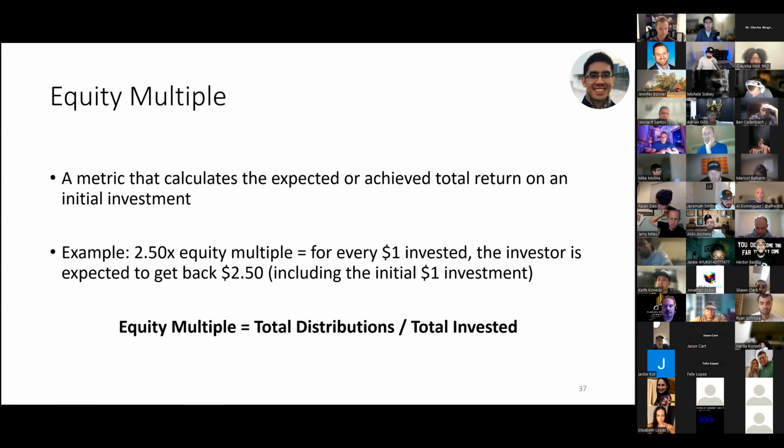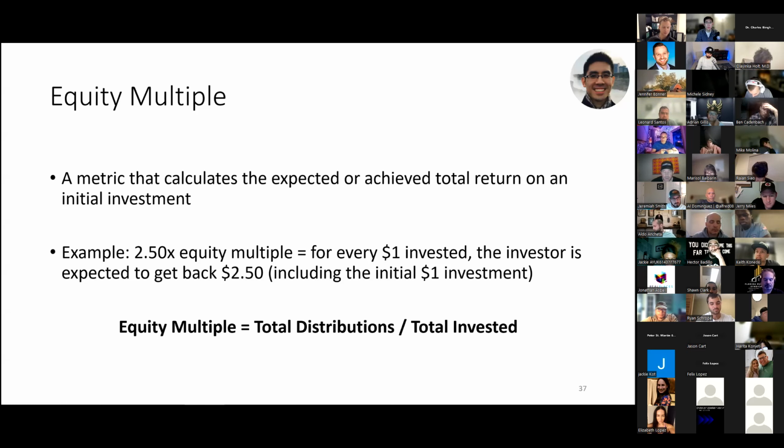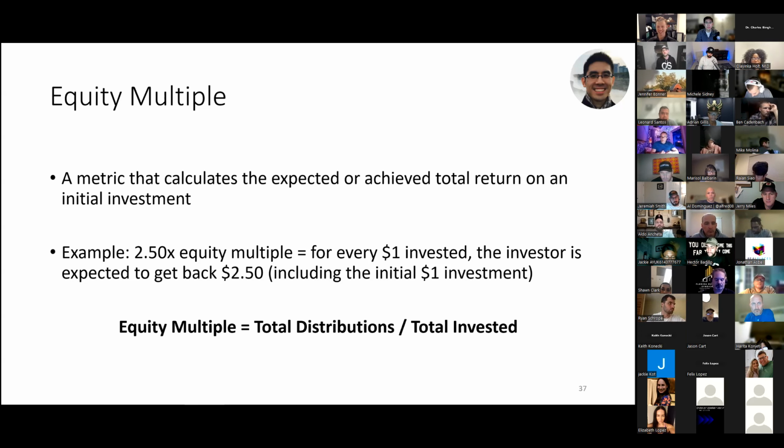So for example, a 2.5x equity multiple means for every dollar you invested, after the property gets sold, you would have gotten back a total of $2.50, which includes your initial $1 investment over the entire holding period. You definitely want that equity multiple to be greater than 1, which means you're getting back more money than you invested. So your equity multiple is a way for your investors to compare different investment opportunities.